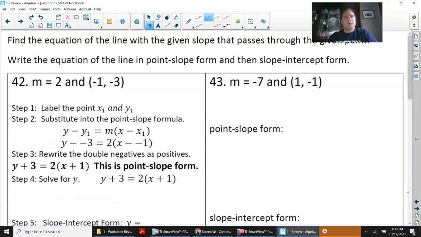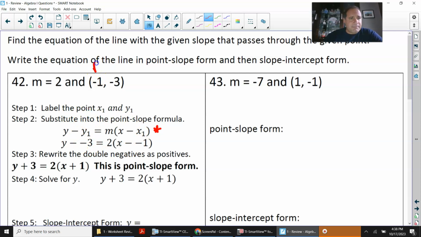Remember, when solving, you must go and get it into y equals mx plus b format. So it just says write the equation of the line in point slope form and then slope intercept form. Right? So point slope form is this formula right here. When you see point slope form, it's y minus y1 equals m times x minus x1, right? That's point slope form. It has a point in it and it has a slope.